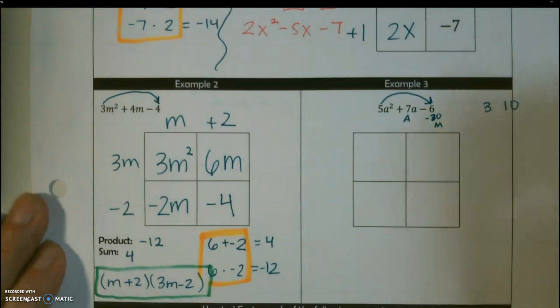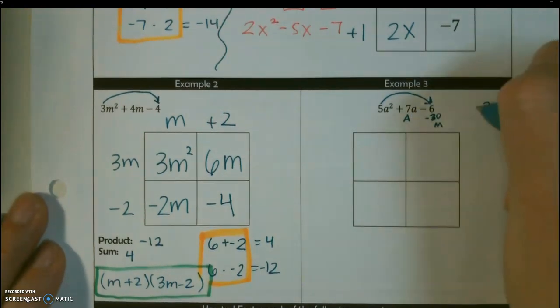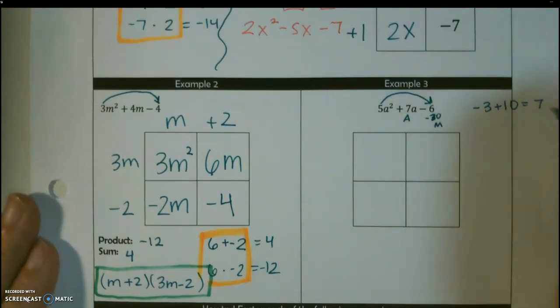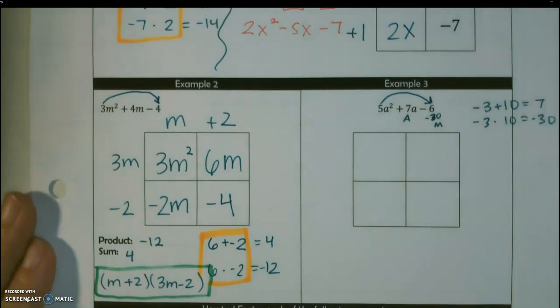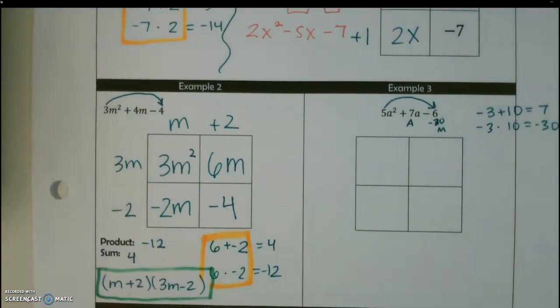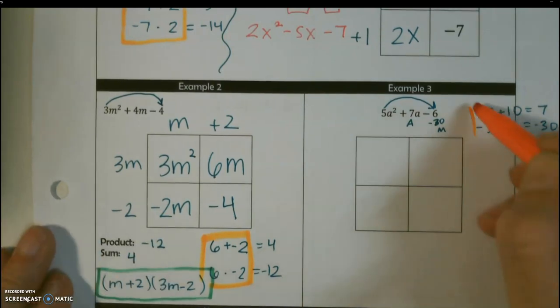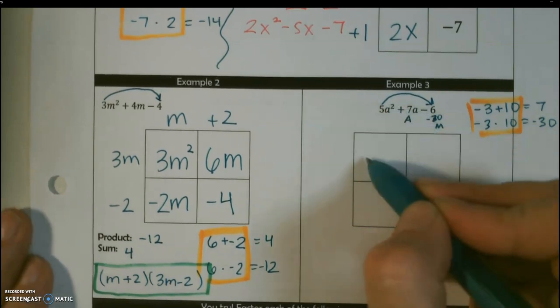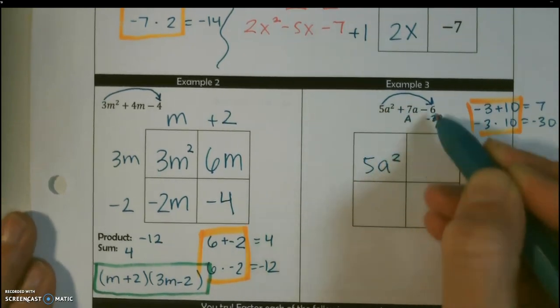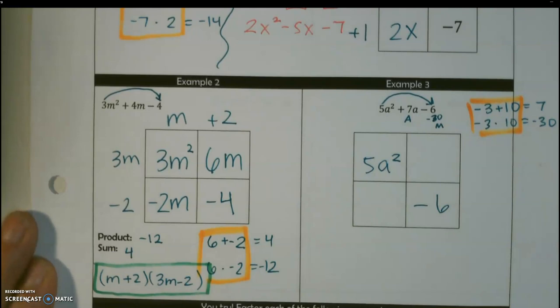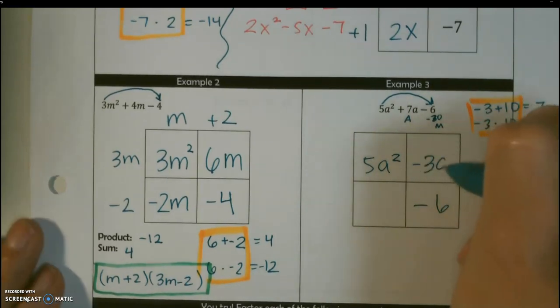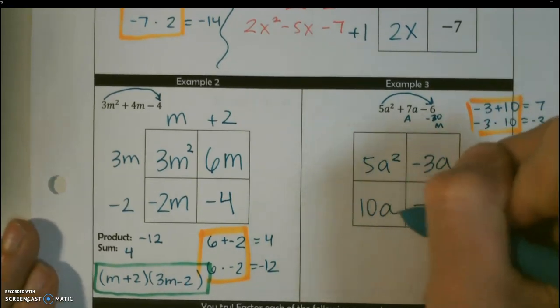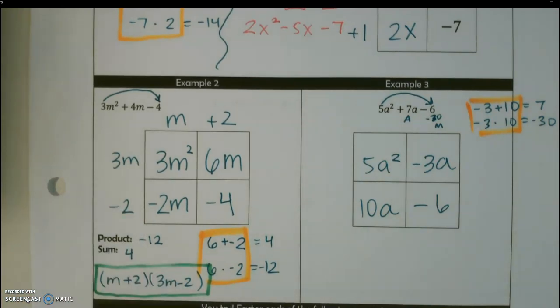The negative would have to be on the 3 in order for this to add to be a positive 7, but still multiply to give us a negative 30. Okay, so I found that my magic numbers were negative 3 and 10. Put your first term in the first box, last term in the last box. One of my magic numbers goes here. My other magic number goes there.